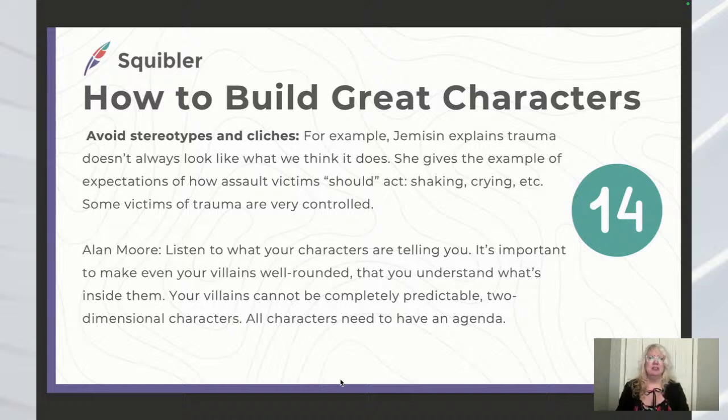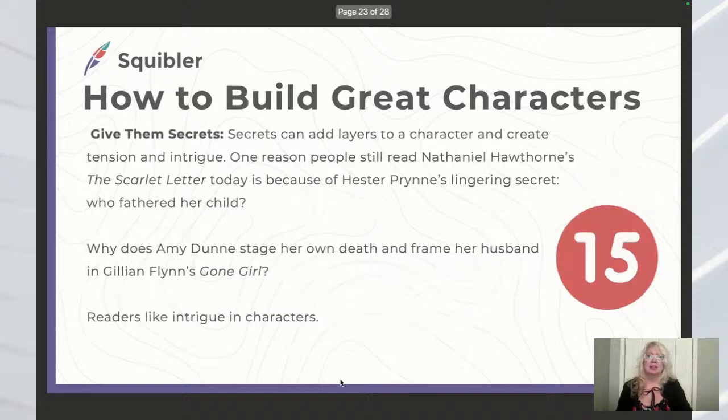Alan Moore says to listen to what your characters are telling you. It's also important to make your villains well-rounded and that you understand what's inside your villains as well. They cannot be completely predictable, flat, static characters. All characters need to have an agenda, he says.